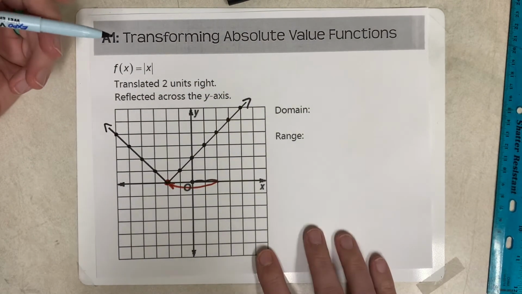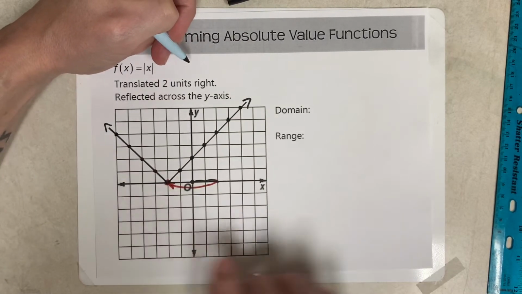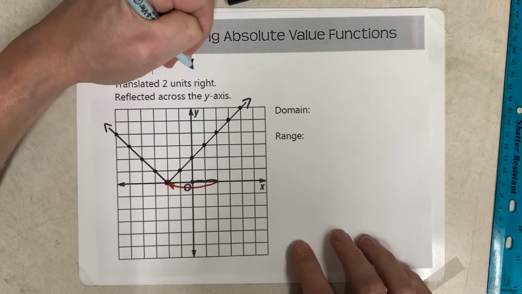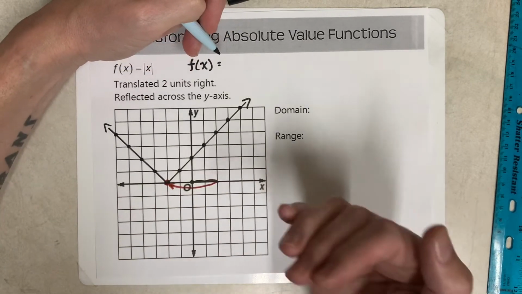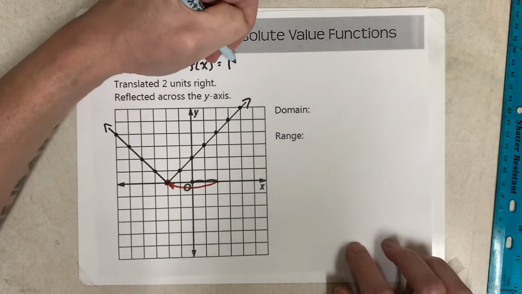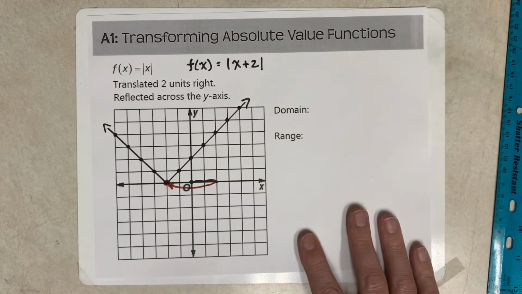All right, now let's write the function down. The function is going to be, if you just look at the graph now, f of x is equal to, and it looks like it wound up 2 units over to the left, which would be x plus 2, right? So that's what it looks like from the graph.